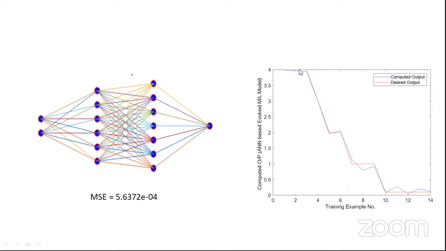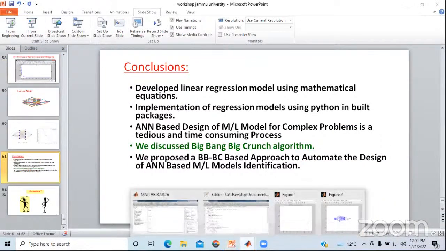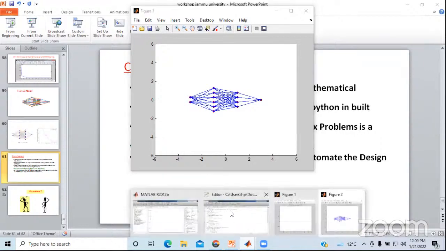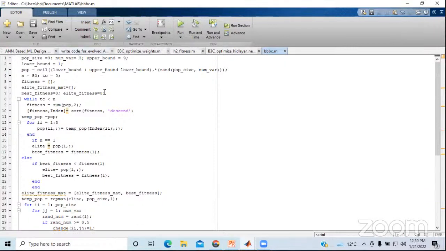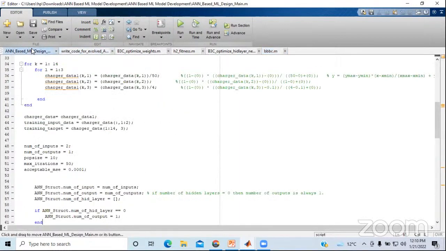Okay, and this is the data. It is shown here the difference between my computed output and desired output. So the computed output is very near to the desired. I can show in MATLAB also to you. This architecture was evolved by using the given algorithm. So I have evolved weights here, and I have evolved the architecture, and my program is also automatically writing the code for my particular problem.